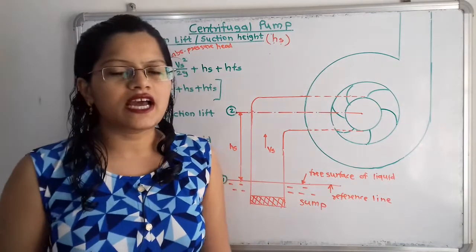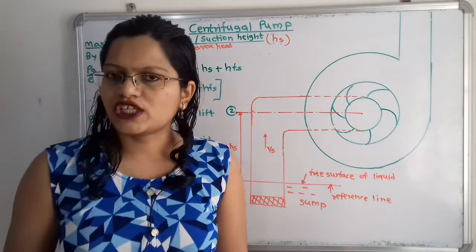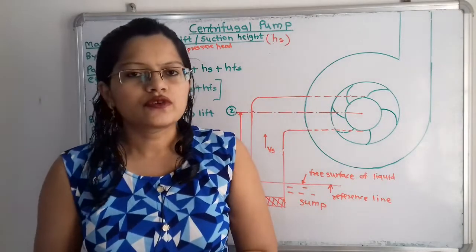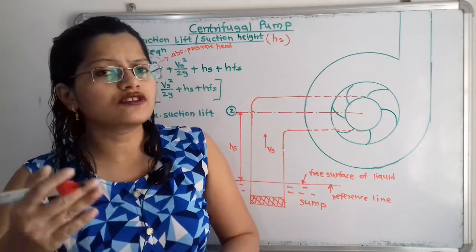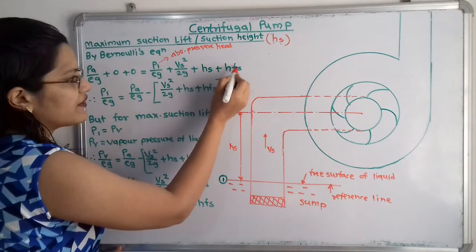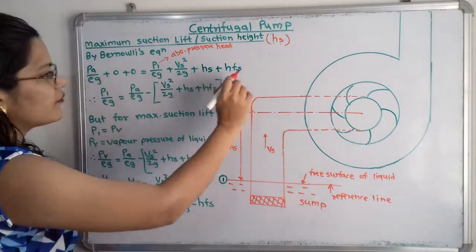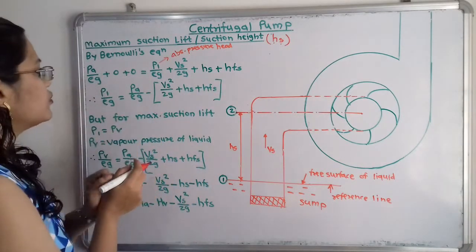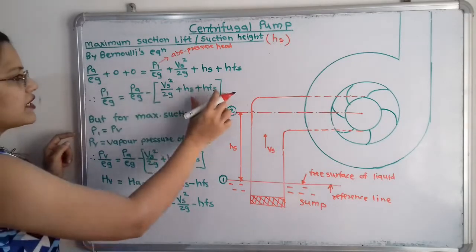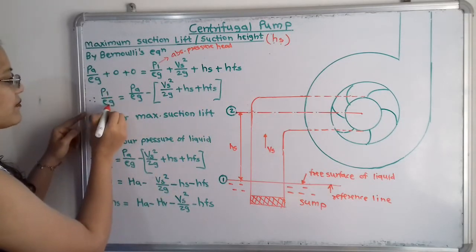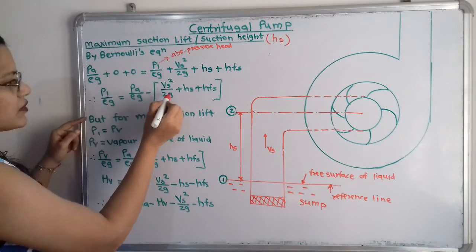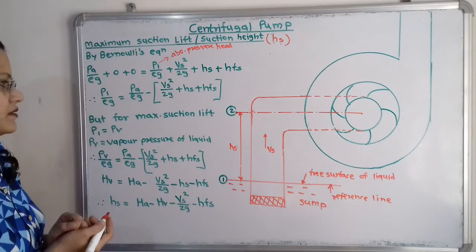Here losses are taking place due to friction, friction in the pump when the water is getting lifted. So we have to consider the head loss due to friction. I will write here Hfs. So this is the formula that we get. If I take P1 by rho g on one side and all the other terms to the other side, then I get P1 by rho g is equal to Pa by rho g minus, in the bracket, Vs square by 2g plus Hs plus Hfs.